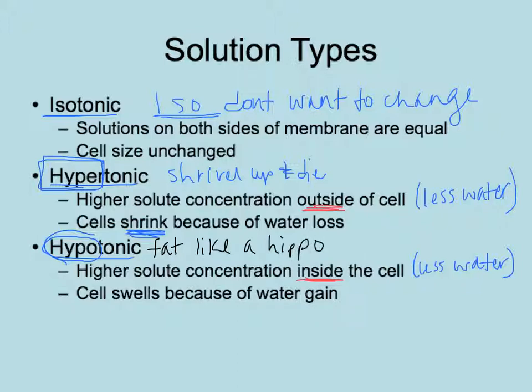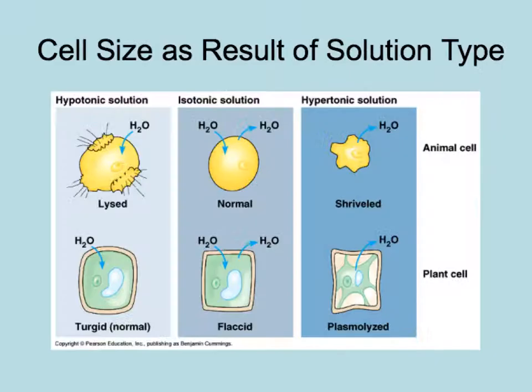Okay, now let's put some pictures to this so you can see this. Okay, with this one, we have two different scenarios here. You have your animal cell and you have your plant cell. The reason that we did this is because they react differently to the different solutions. We're going to start off in the middle. Now, by the way, this picture is on the last page of your notes.